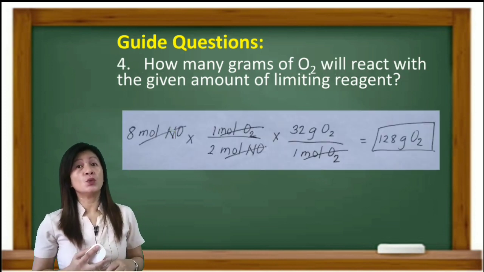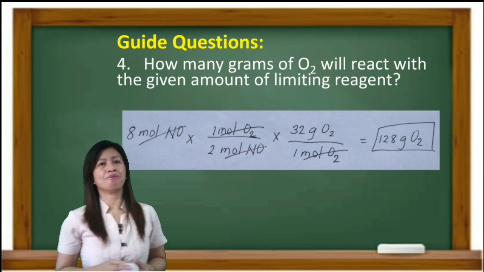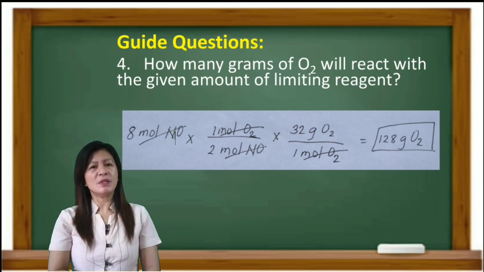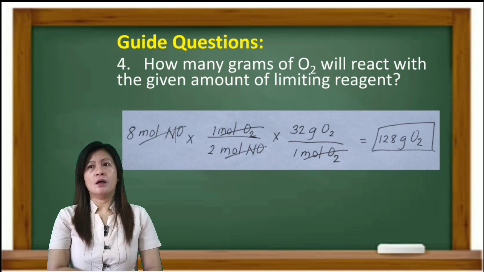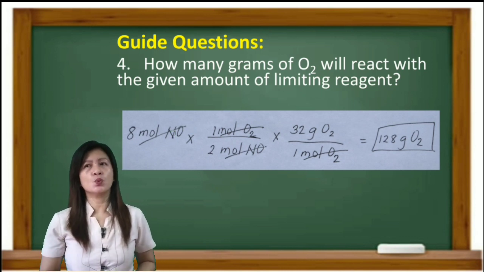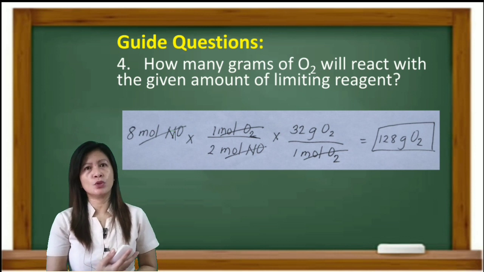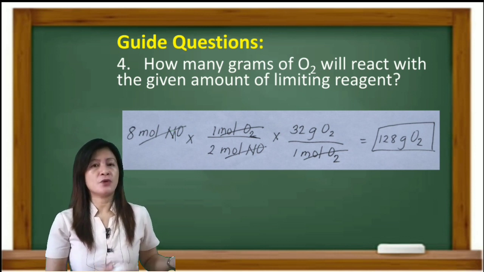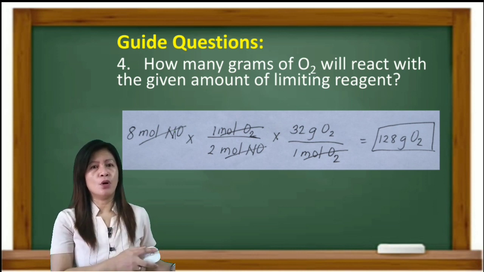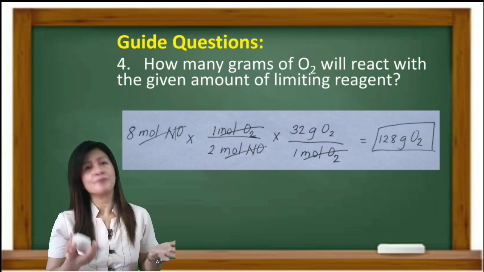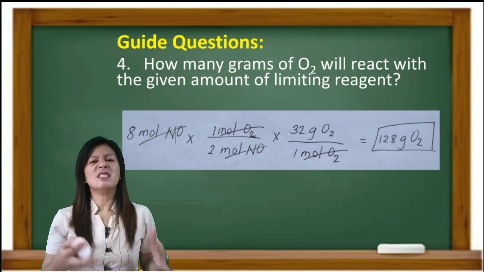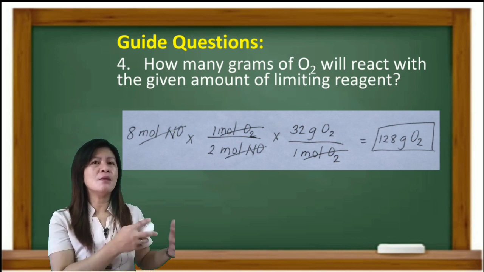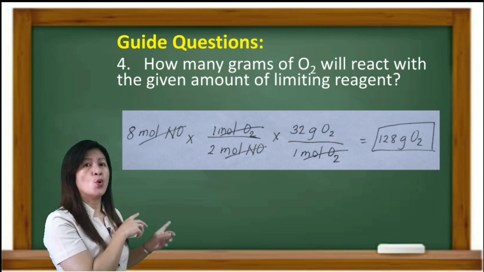How many grams of oxygen will react with the given amount of limiting reagent? As we said, what limits the amount of the product is the limiting reagent. In some problems, we might be asked to determine the amount of the excess reagent that is only necessary or that is required to react with the available limiting reagent. So this question is like that. We are determining the amount of oxygen in grams that is needed to react with the available limiting reagent, which is 8 moles of nitrogen monoxide.